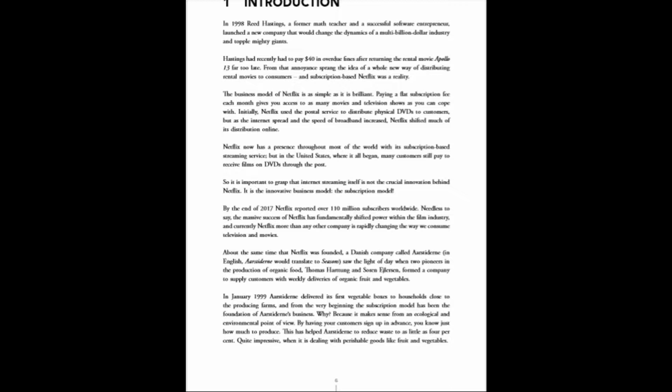The business model of Netflix is as simple as it is brilliant. Paying a flat subscription fee each month gives you access to as many movies and television shows as you can cope with. Initially, Netflix used the postal service to distribute physical DVDs to customers, but as the internet spread and the speed of bandwidth increased, Netflix shifted much of its distribution online. Netflix now has a presence throughout most of the world with a subscription-based streaming service, but in the United States, where it all began, many customers still pay to receive films on DVDs through the post.